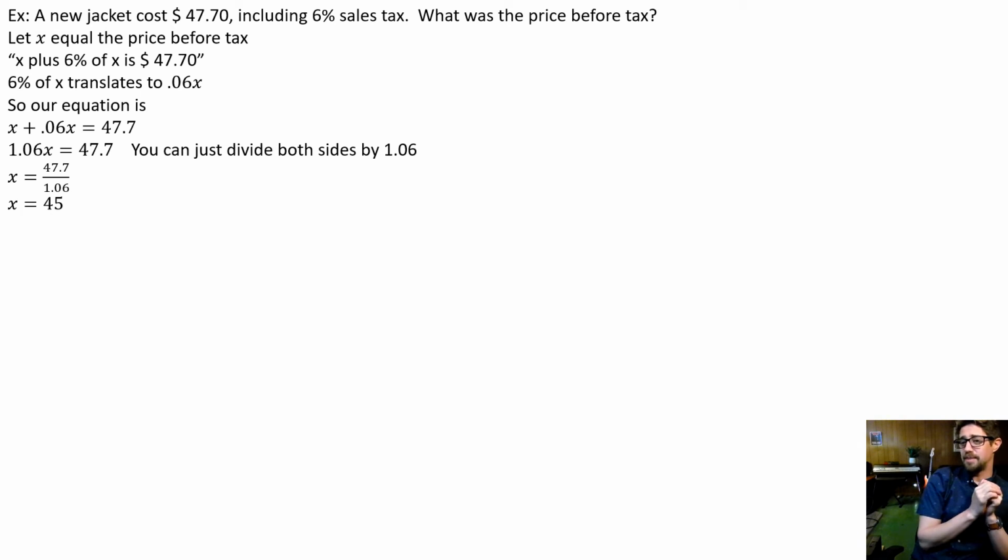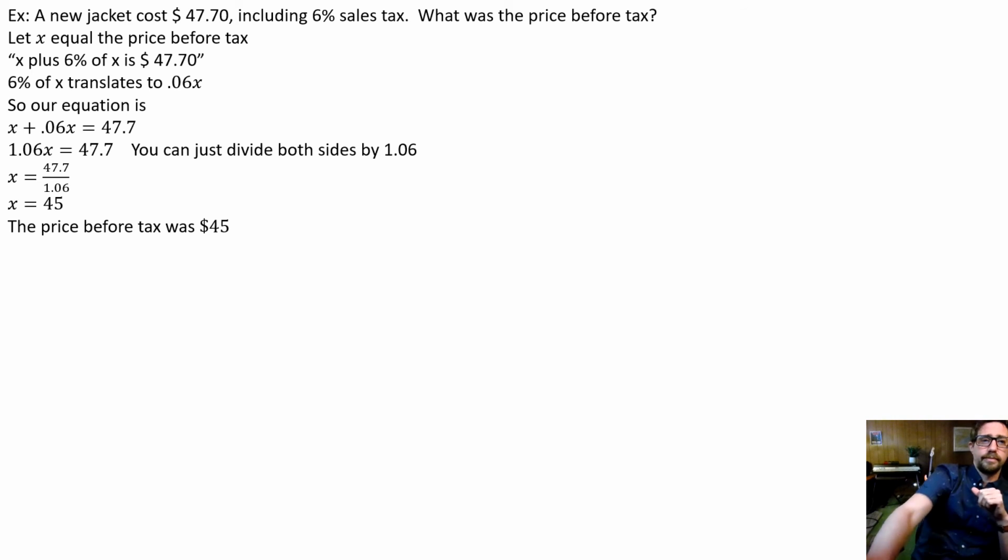So it's nice in math class when you get a nice clean answer like that, because you get the idea that it's probably right, because whoever made up the problem probably intended it to have a nice clean answer, right? So 45 bucks seems nice. And then it's easy to check that 45 plus 6% of that is going to be 47.70. All right, so to summarize, the price before tax was $45.